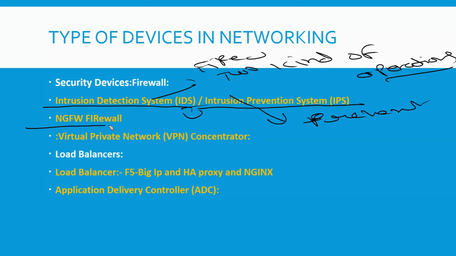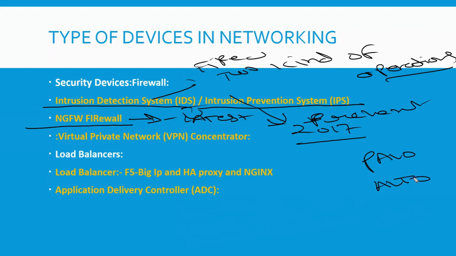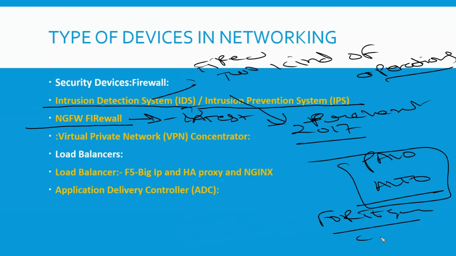Then we have the NGFW firewall, which is really important. This is the latest firewall. We've been using it since 2017, when next generation firewalls came up. Palo Alto, the one I told you about in the earlier classes, is the one leading this market, then FortiGate, and then Cisco and all the others. These are the great ones you can buy if your company wants to. You can buy any of these firewalls.